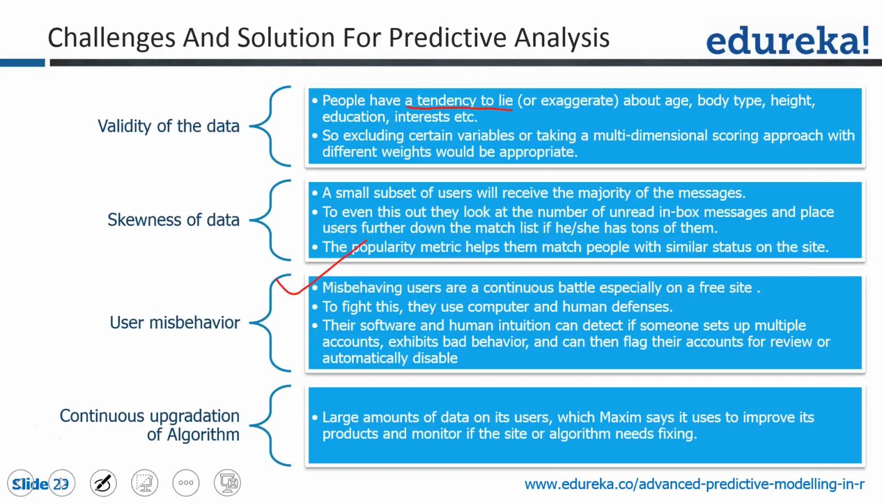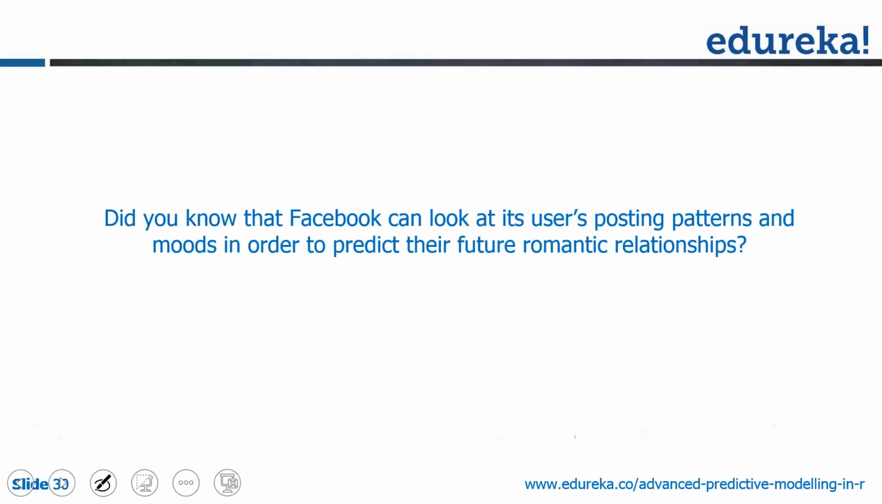Then you have misbehaving users. If you are a person who is using abusive language or trying to come up with obscene comments and things like that, you'll automatically be removed. Your account will be disabled. Your IP address and all that is tracked and disabled. And your algorithm is frequently enhanced as and when the amount of data generated grows.